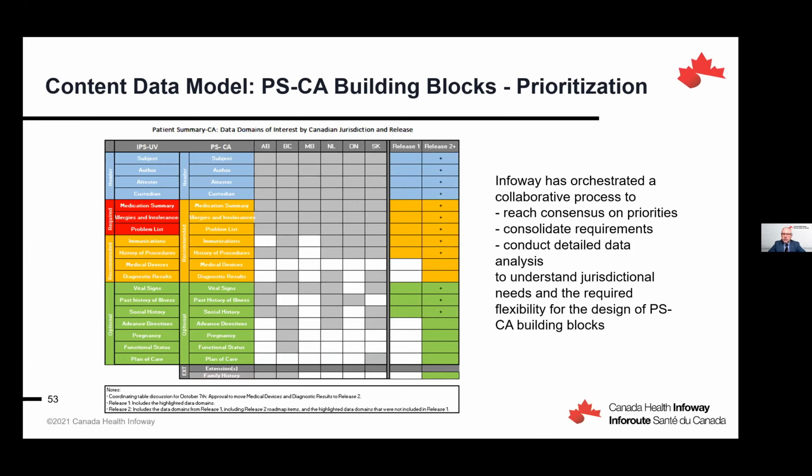What you see in the gray in the center is, for each jurisdiction, what is their immediate area of focus? You can see that nobody really posted all the IPS fields as required. Therefore, the release one that you see on the right side, shown in blue and yellow and orange and green, is the focus for release one in terms of data model. So then these data models have been profiled.